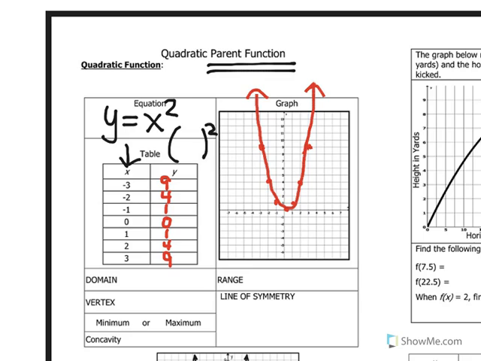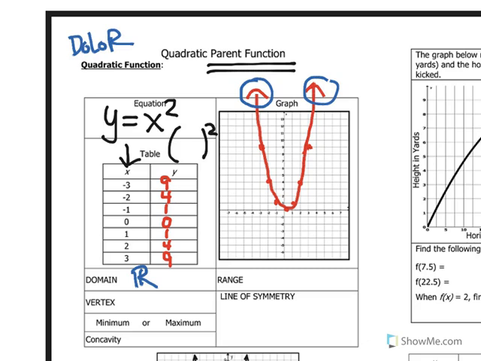Now, let's look at the domain and range. Remember, domain, let's not forget old dolar. Domain goes from left to right. So you'll notice, even though we just picked out a few points on the parent function, we could have picked out points to infinity. And you'll notice that from left to right, we're going to infinity. So we're going to call that all real numbers.